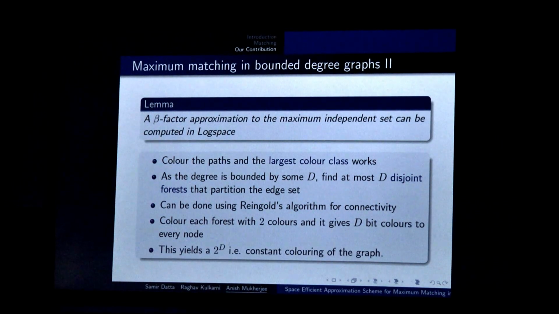So we have 2 to the D colors, which is constant, and we pick the largest color class.